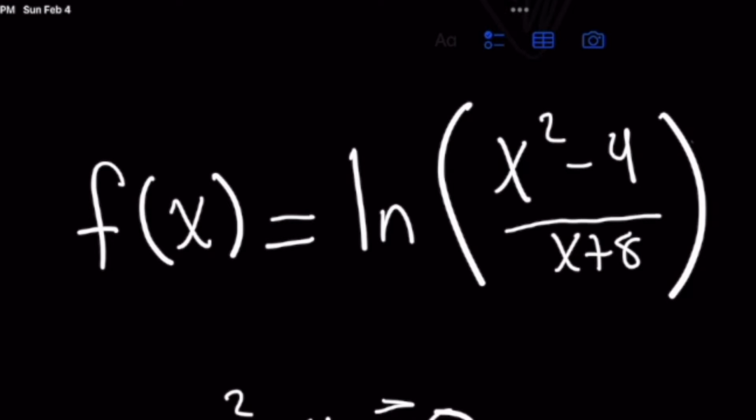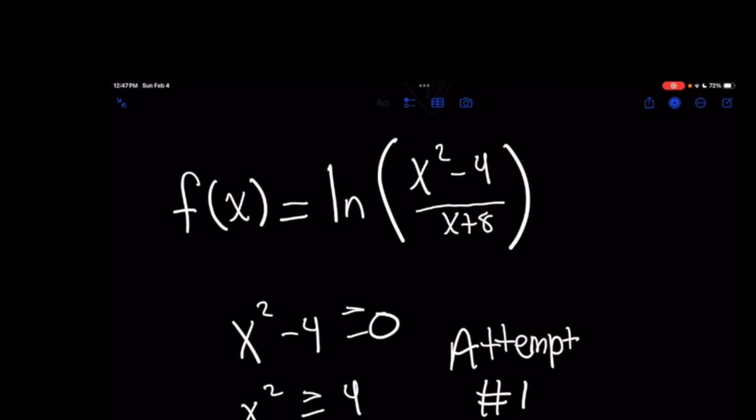We've got this problem, the natural log of x squared minus 4 over x plus 8. For a domain problem like this, I personally like to solve the numerator's domain and the denominator's separately, then bring all that together for a final answer.